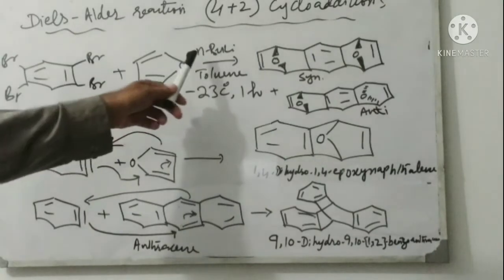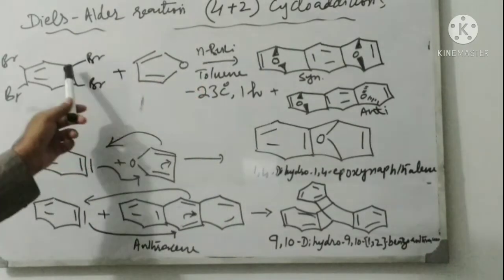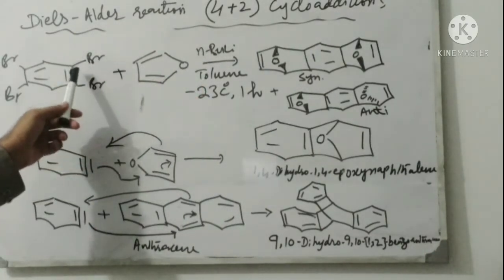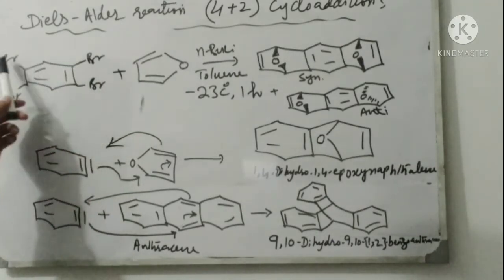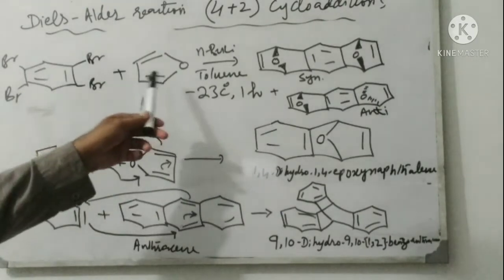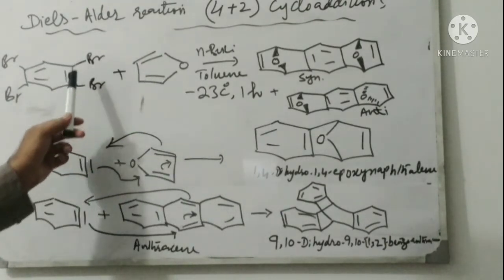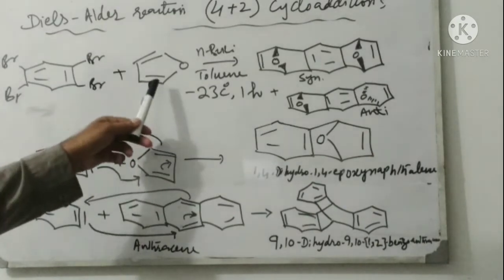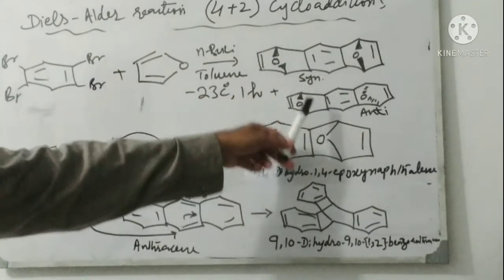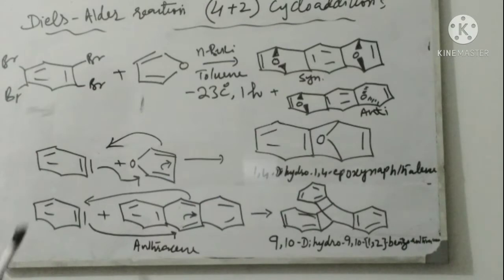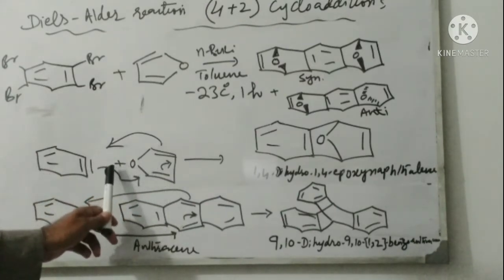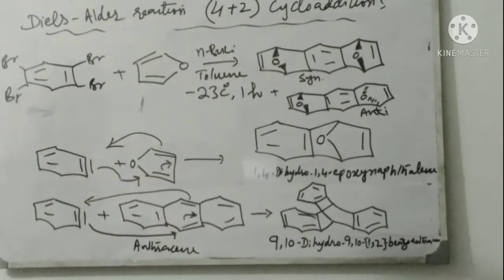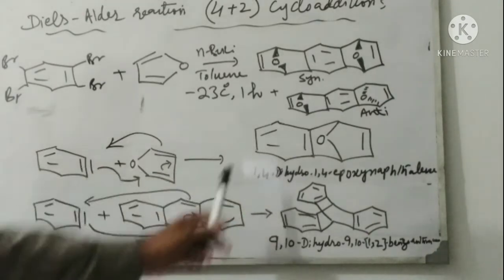This reaction occurs in the presence of n-butyllithium, which makes direct lithiation, and then lithium bromide is eliminated to form the benzyne on both sides. So this benzyne acts as a dienophile and reacts with furan to form the syn adduct as well as the anti adduct. So this is the benzyne reaction with furan, a 4+2 cycloaddition reaction. It forms this 1,4-dihydro-1,4-epoxynaphthalene. This is the Diels-Alder adduct.